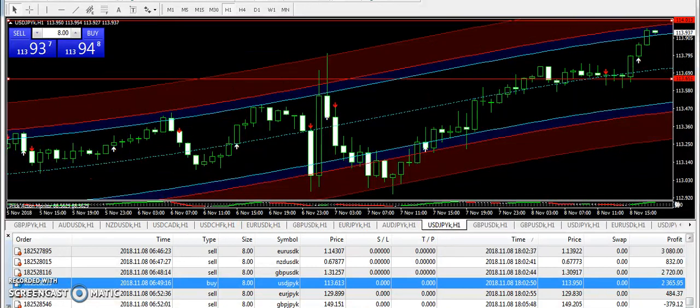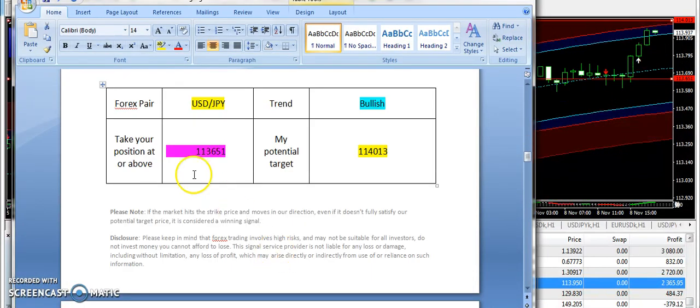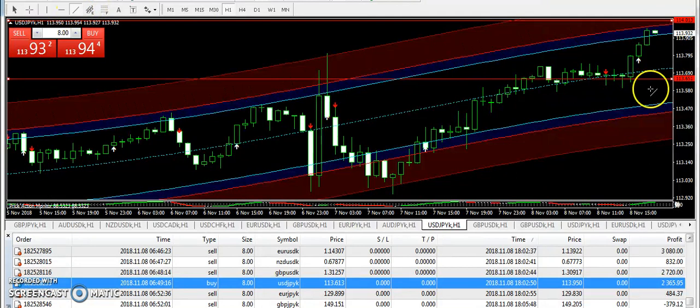Now let's talk about USDJPY, and a bullish trend was supplied from 113651 and the 114013 is the target price. And guys, you can see the market is just near to the target price. We have seen a very strong upward trend on USDJPY and it has moved up.